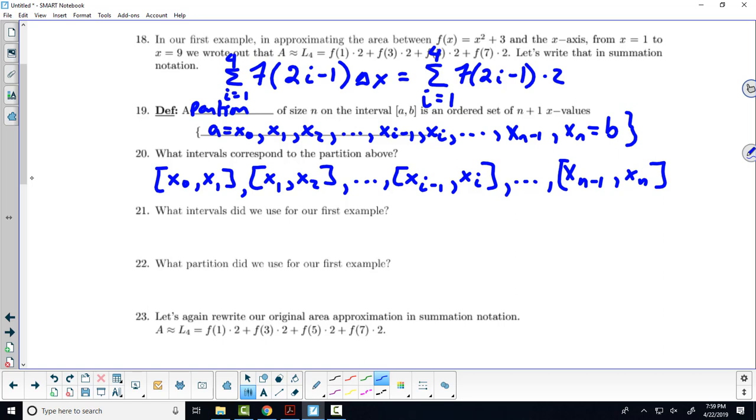Okay. So again, it does seem strange that we started at x0, but that enables us to call this the first interval, which is really what I'd like to be able to do. This is the first interval, this is the second, this is the ith, this is the nth. I get to name them all that way because we started counting at x naught. So what intervals correspond to the above set? Well, we had the interval from 1 to 3, then from 3 to 5, then from 5 to 7, then from 7 to 9.